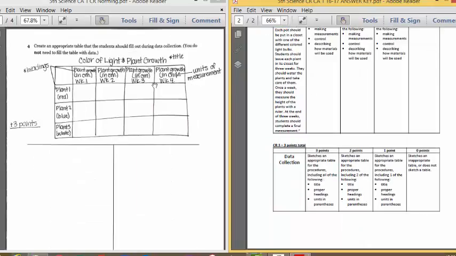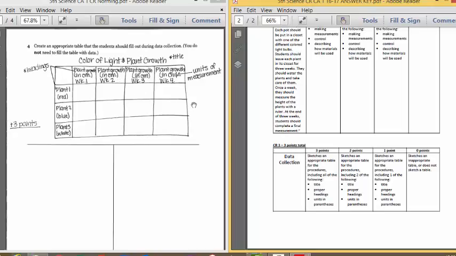Part 4 asks them how they would collect their data. As you can see here, Part 4 asks them how they would collect data and what kind of table they would use. They don't need to fill in anything, but if they do, that's okay too. This question is worth a total of 3 points.